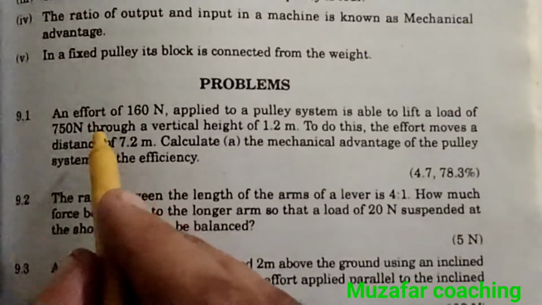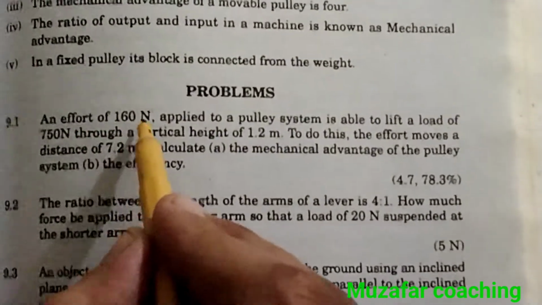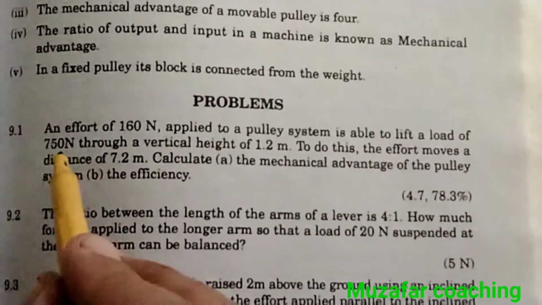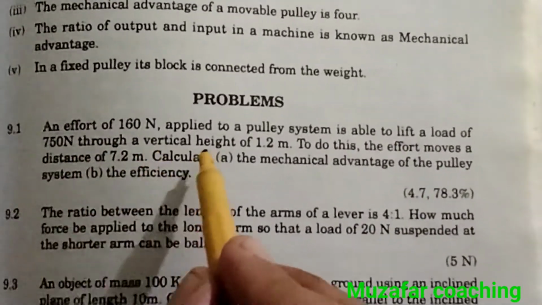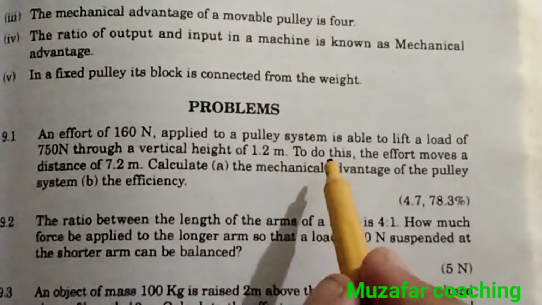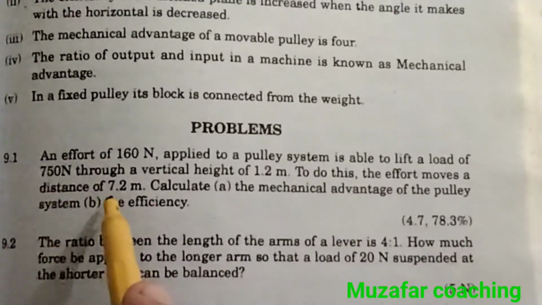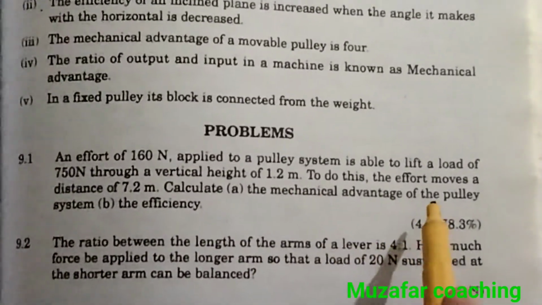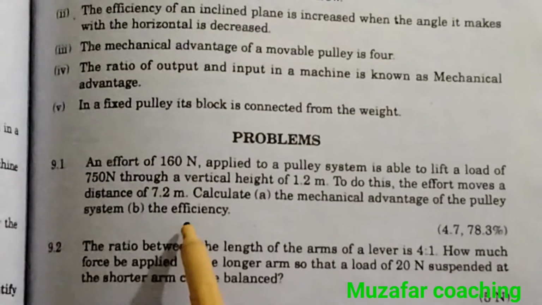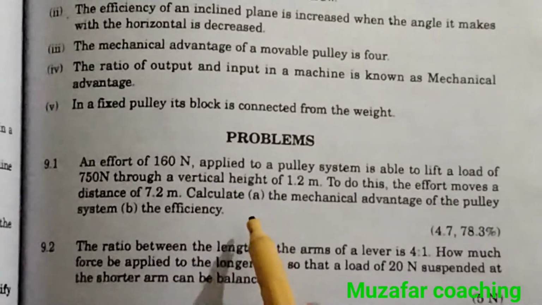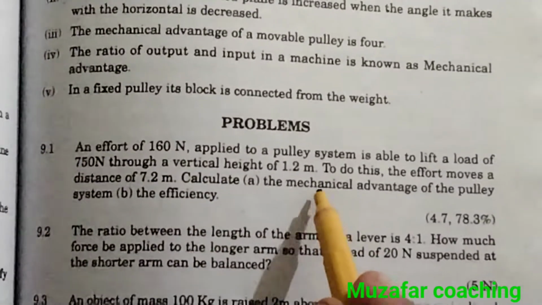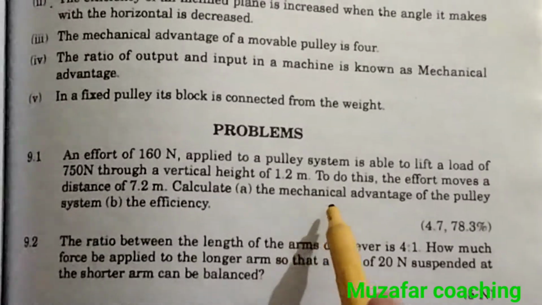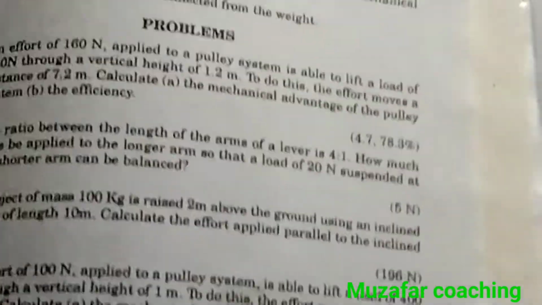So the first numerical is: an effort of 160 Newton applied to a pulley system is able to lift a load of 750 Newton through a vertical height of 1.2 meter. To do this, the effort moves a distance of 7.2 meter. Calculate the mechanical advantage of the pulley system and the efficiency. So what we have to do is calculate the mechanical advantage, which is written as M.A., and the efficiency.